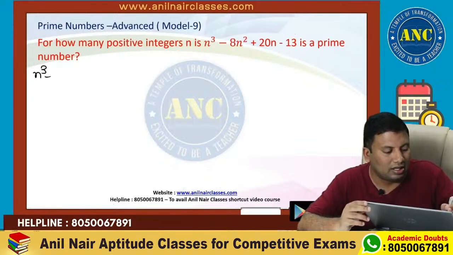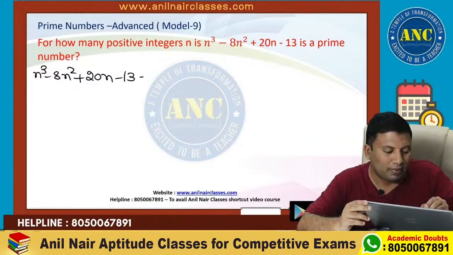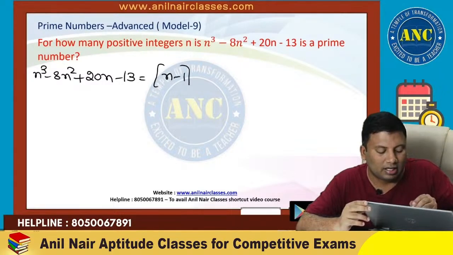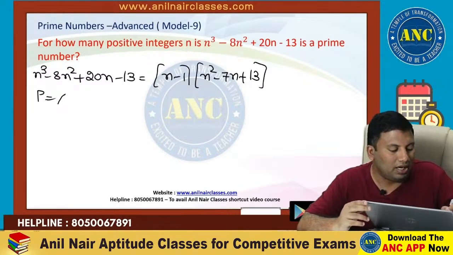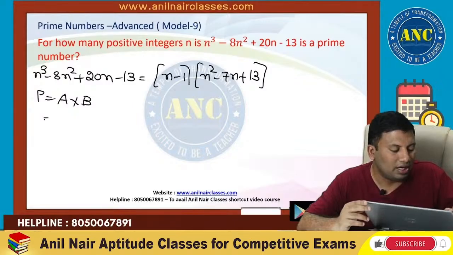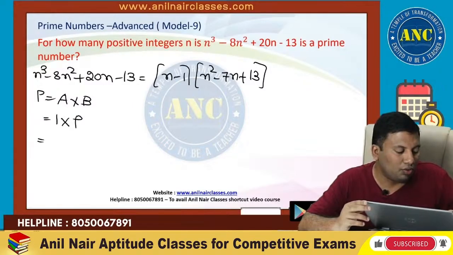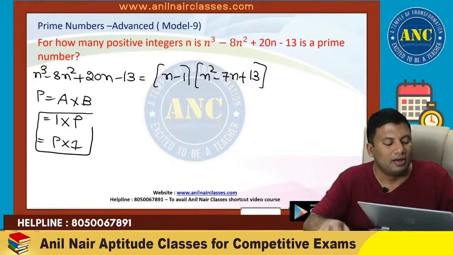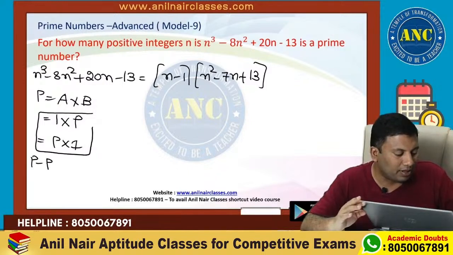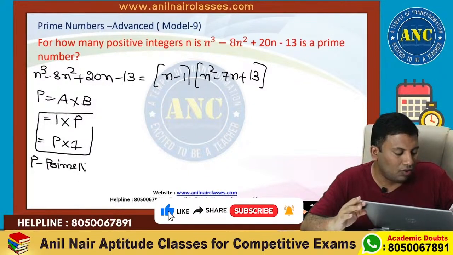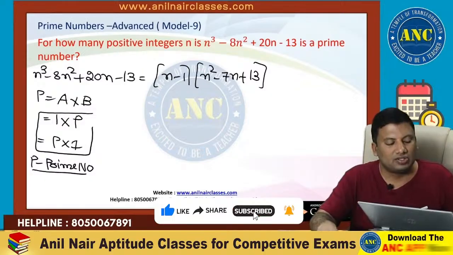This is nothing but n cube minus 8n square plus 20n minus 13. It is nothing but (n minus 1) into (n square minus 7n plus 13). So if p is equivalent to a into b, and I can write it as only two factors, 1 and the number itself, 1 into p and p into 1, then p is called a prime number. A prime number has got only two distinct factors, that is 1 and itself.